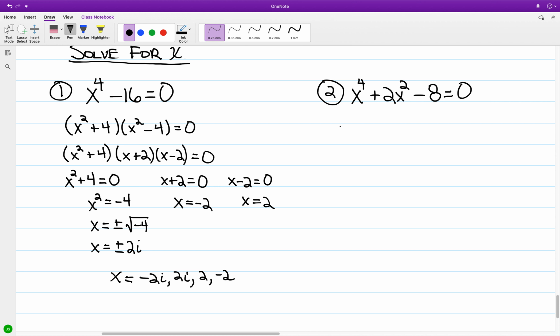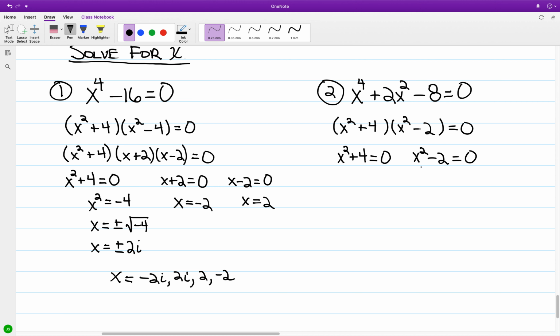This equation, again, is going to be quadratic in x squared. And if I factor out, once again, x to the 4th, so I'm going to have x squared and x squared, and factors of negative 8, whose difference will be on the plus side at 2. So we're going to have x squared plus 4 and x squared minus 2. And now, if I look at factoring and then applying the zero product property, okay, now I have x squared plus 4. I can set this equal to 0. And if I look at x squared minus 2 is equal to 0.